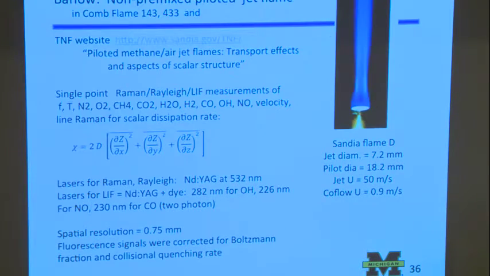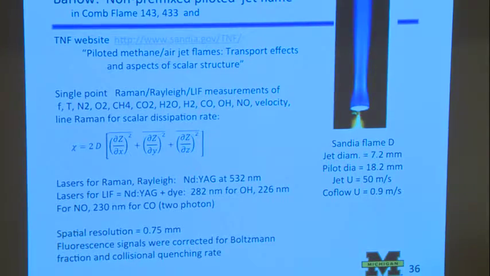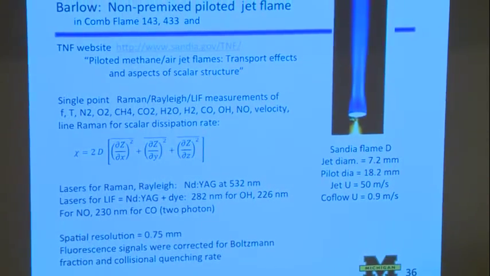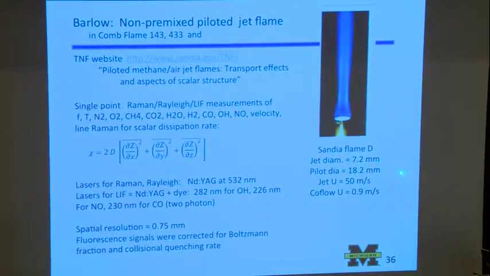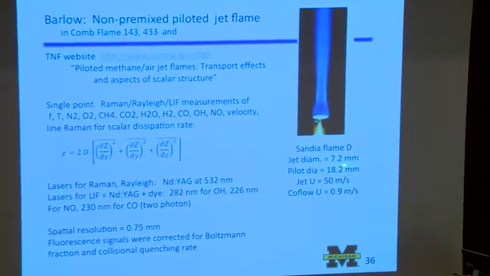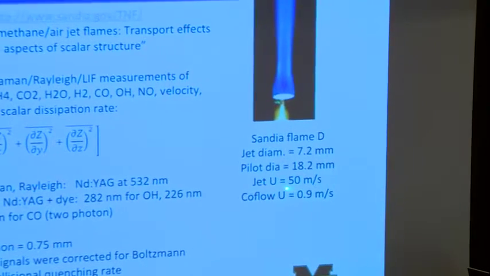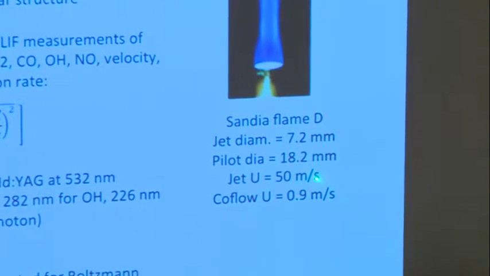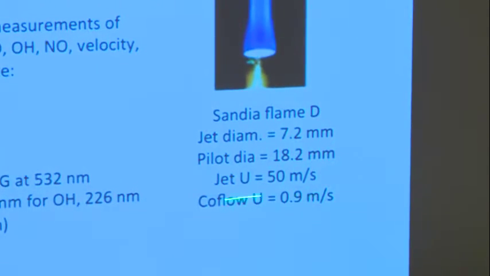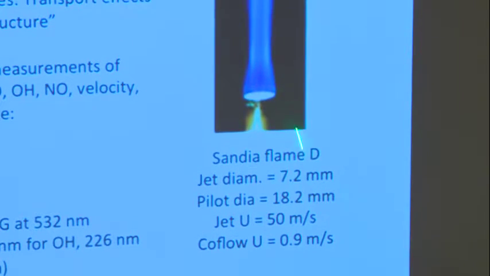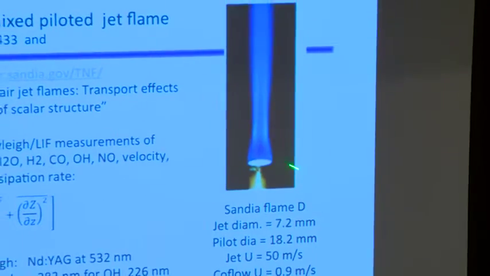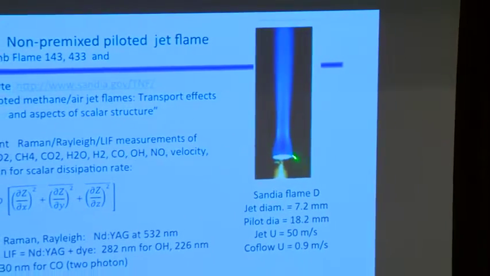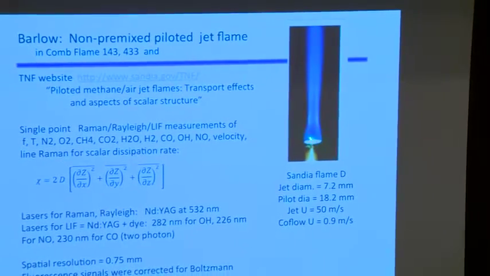Okay, let me go on. We were talking about Rob Barlow's data set, which you can download. This is the classic Sandia flame D. It's a very small diameter of 7 millimeters. 50 meters per second is a pretty large jet velocity. There's a co-flow around it of hot gases. Now I guess you don't see that much in here. Oh yeah, I'm sorry, this is the co-flow and then the jet is in the middle.